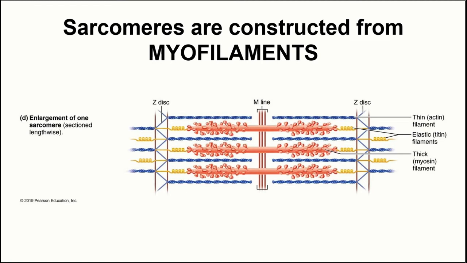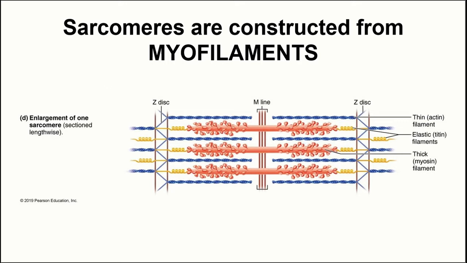The overlapping structures within the center of the sarcomere are possible because the sarcomeres are constructed from muscle filaments called myofilaments. There are three types of myofilaments that we're going to take a look at: the thin myofilaments, also just called thin filaments, the thick myofilaments, or thick filaments, and the elastic myofilaments. Those are the three major filaments that make up our sarcomere between our two Z-discs.